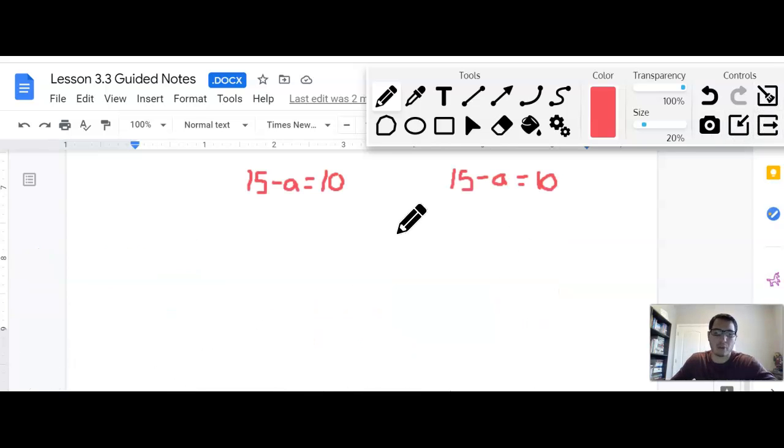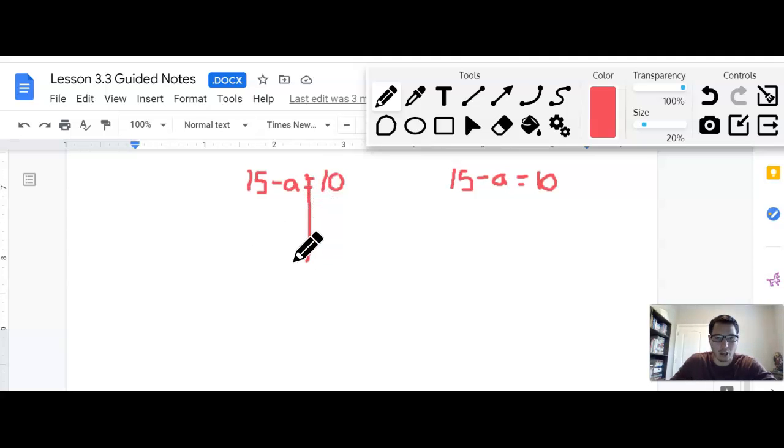All right, I want to go over a problem like this. This is not in your guided notes, so if you could just find some empty space in your guided notes, or you can do it in your notebook. If we have 15 minus A equals 10, we want to get our variable by itself.